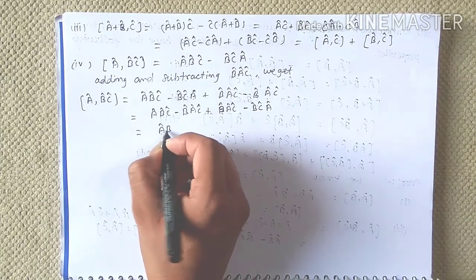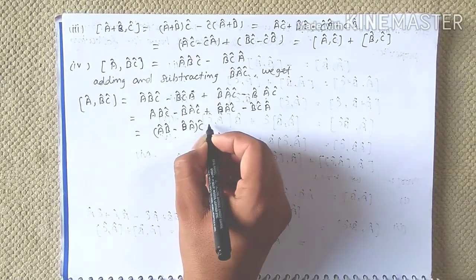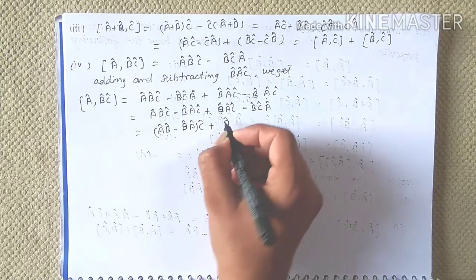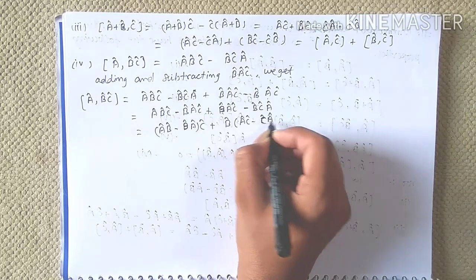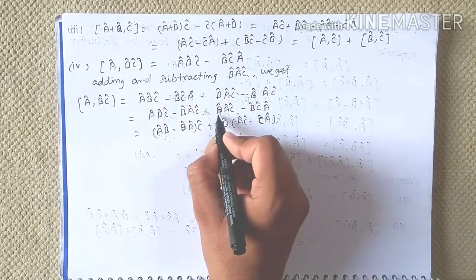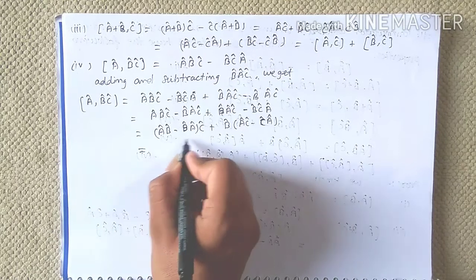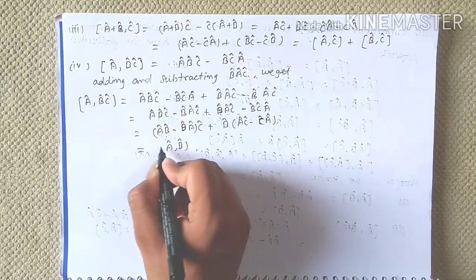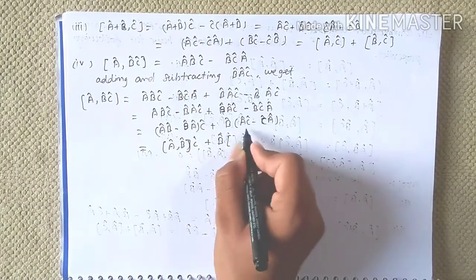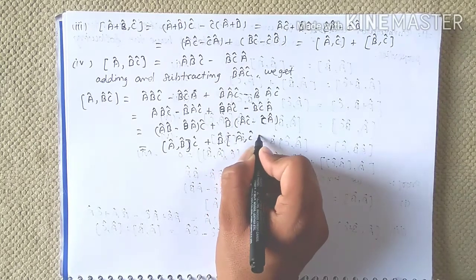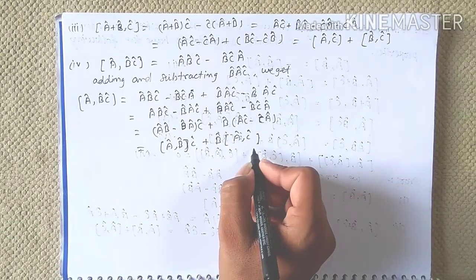Now A cap B cap minus B cap A cap, C cap will be common, plus here B cap will be common, A cap C cap minus C cap A cap. The order of common term will not change. This is equal to commutator of A cap and B cap, C cap outside, plus B cap commutator of A cap and C cap. That proved.